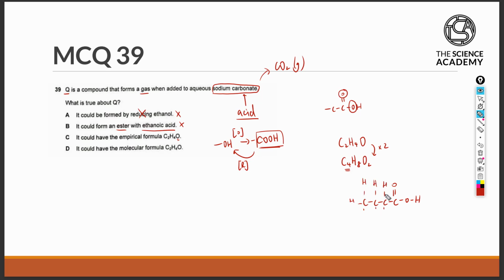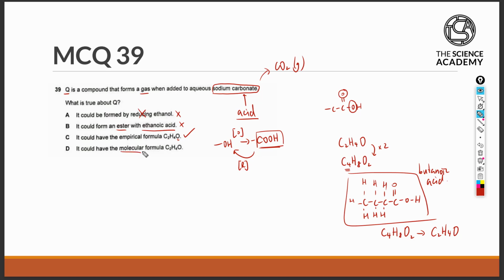With 4 carbon, C4, and then carboxylic acid at the end, filling in all the other hydrogen on the remaining 3 carbon atoms, we see that indeed we have 4 carbon atoms, 1, 2, 3, 4, 5, 6, 7, 8 hydrogen atoms and 2 oxygen atoms. And this in turn gives us the empirical formula C2H4O. This is indeed a carboxylic acid, which is specifically butanoic acid, since there are 4 carbon present. Therefore, C is correct.